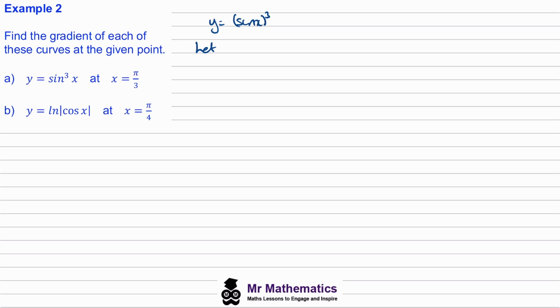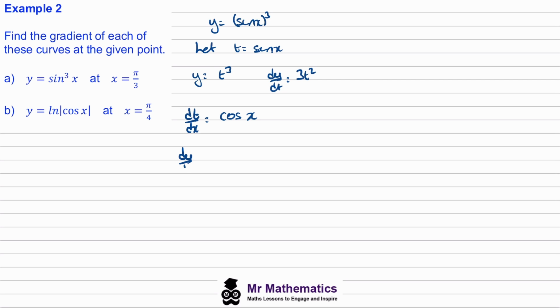And then we can see that we need to let t equal the sine x. This is the inner function. So y will equal t to the power of 3. So dy by dt will be 3t squared. And we need to multiply this by the derivative of that inner function, dt by dx. And the derivative of the sine x is cos x.